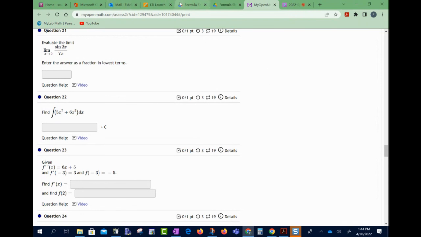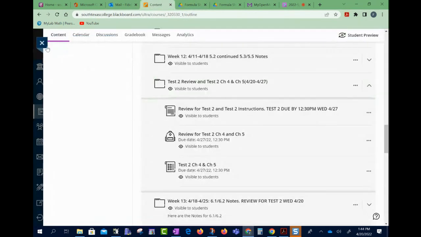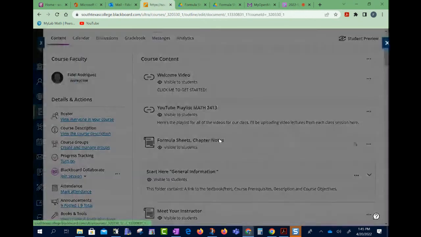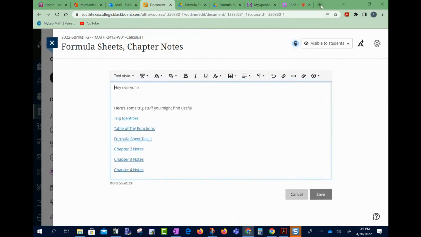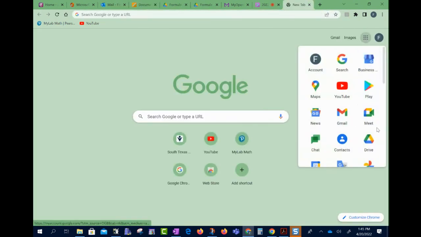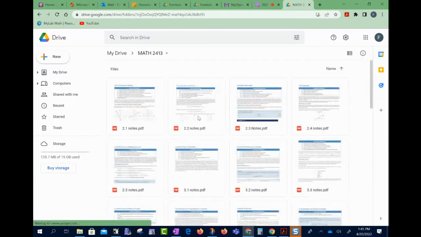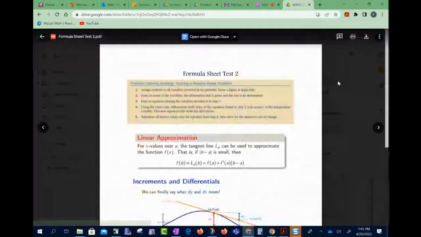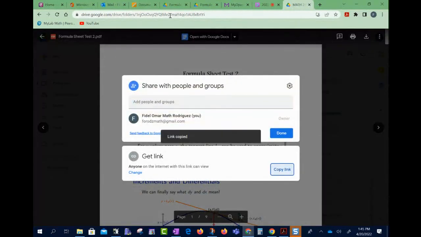I'm going to do this over here. Let me get rid of that. And let me do this because I told you guys that I would put it in here. Here we go. Let me edit this, and get my OneDrive. I really do like Google stuff. It makes it so much easier to do. Here we go. So I'm going to share the test 2 formula sheet. Get this here. Show it. Copy the link.